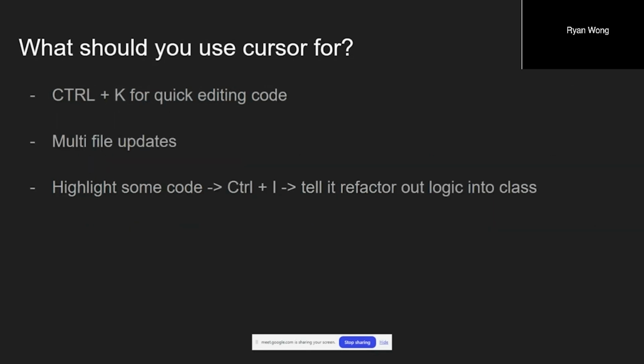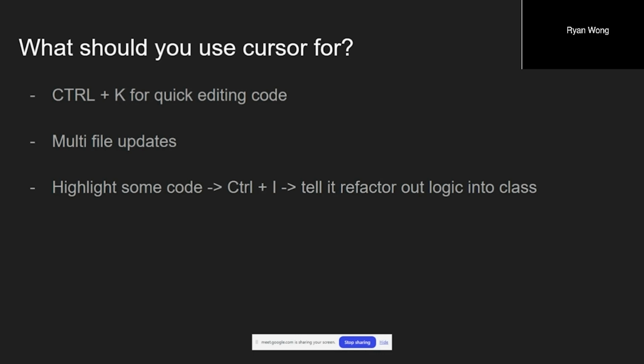For people who are doing React and front end, if you press Control K and highlight some code, you could say, move the padding to the right and change it red. Any of the Tailwind stuff, it's very good at that. Or you can highlight some code and say, if this condition, then make this true. It's very good for that as well. It's very quick, very fast, right? It's also very good at multi-file updates.